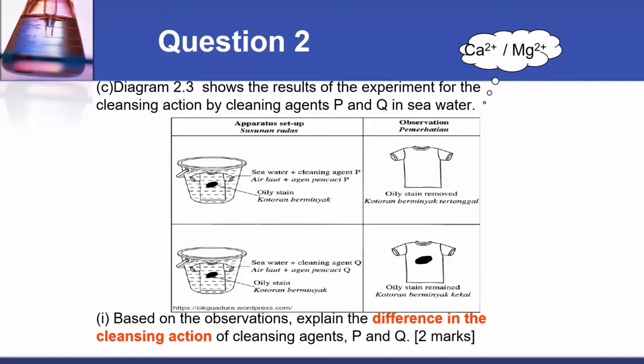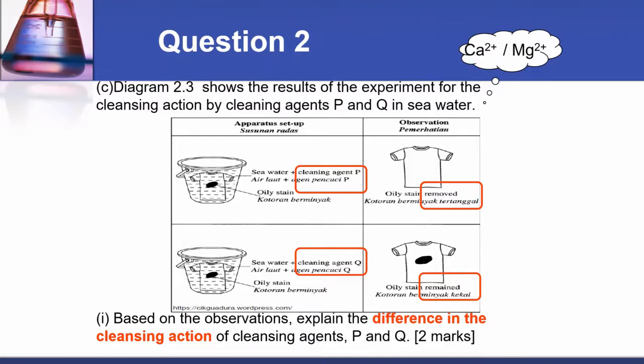From the diagram, we can see that when cleaning agent P is used, the oily stain is removed, while when cleaning agent Q is used, the oily stain remains. Based on the observation shown in the diagram, explain the difference in the cleansing actions of cleaning agent P and Q. 2 marks.